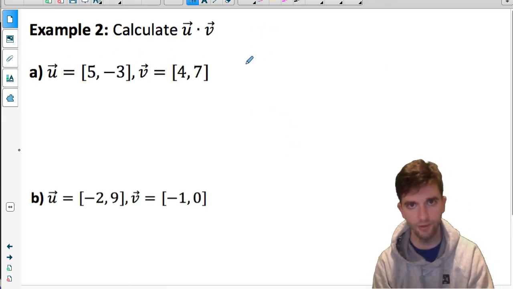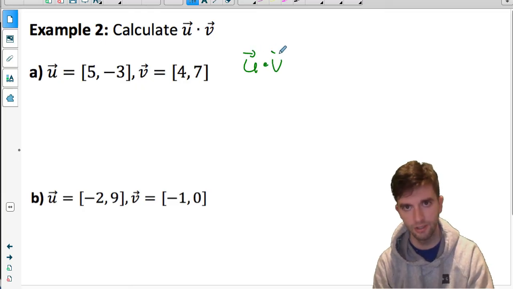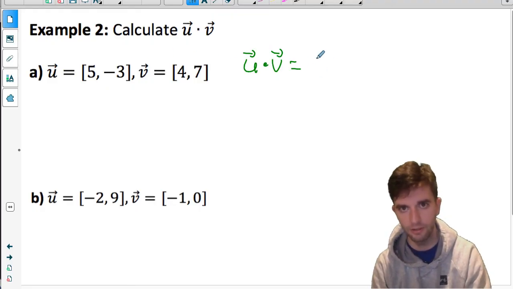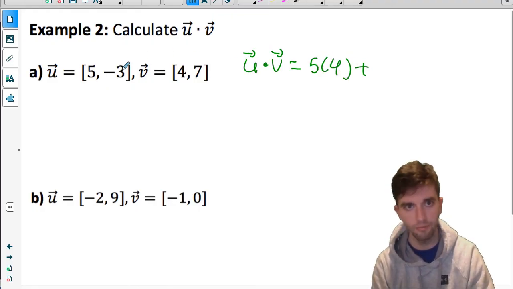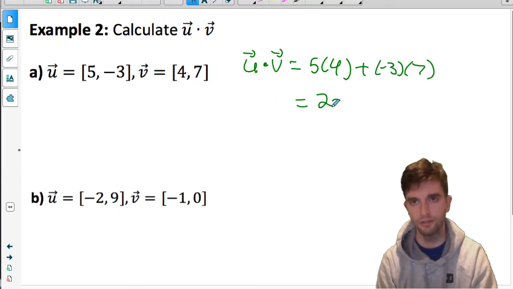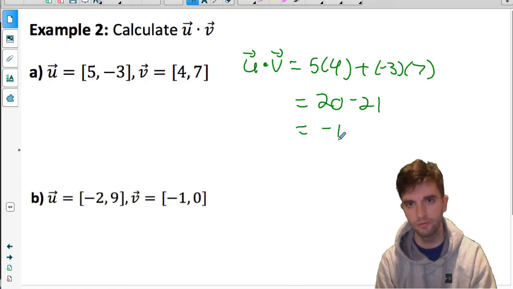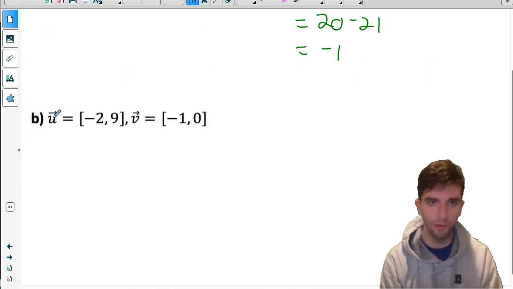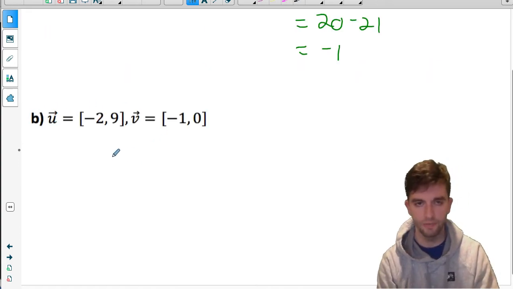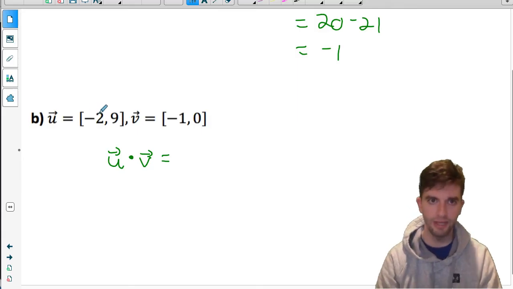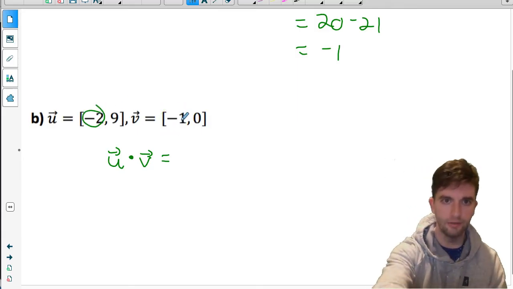Here's u and v. If I want the dot product of vector u and v, I just have to multiply the x components, 5 and 4, plus multiply the y components, negative 3 and 7. So I get 20 minus 21 equals negative 1. That's it. That's the dot product of u and v. Part B. I want the dot product of this vector u and this vector v. I could do u dot v or v dot u. Wouldn't matter. They're equivalent. But to find that dot product, just multiply the x components. So negative 2 and negative 1.